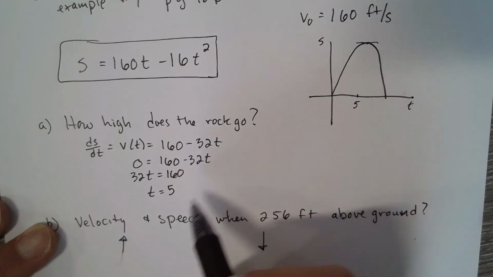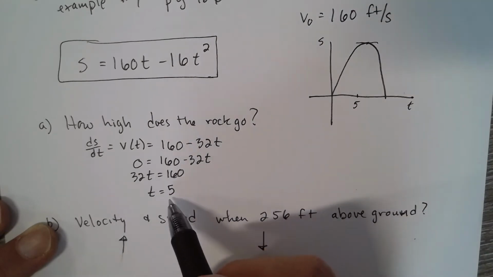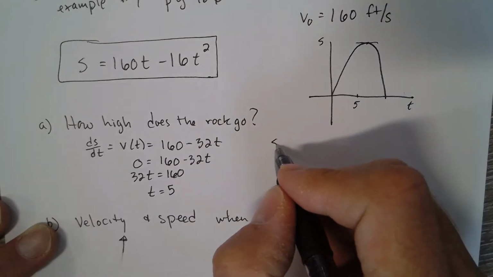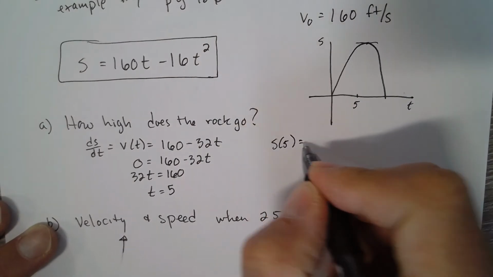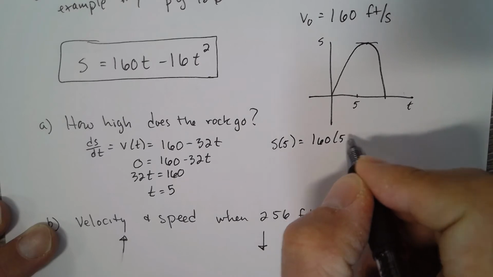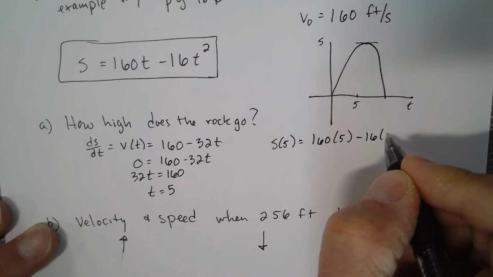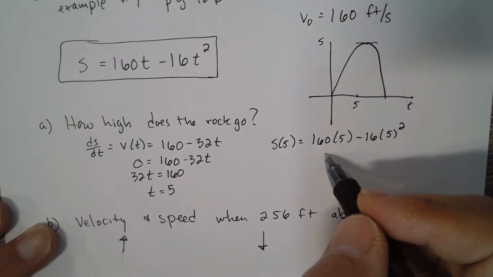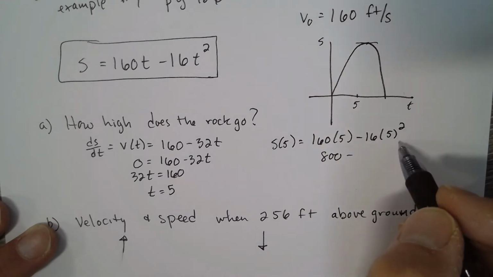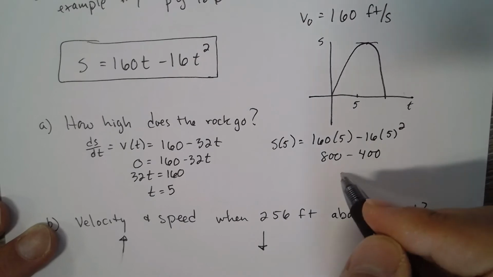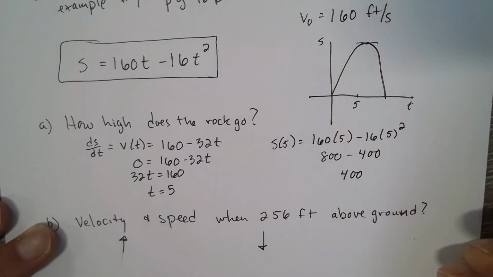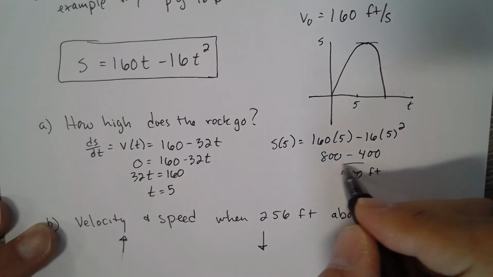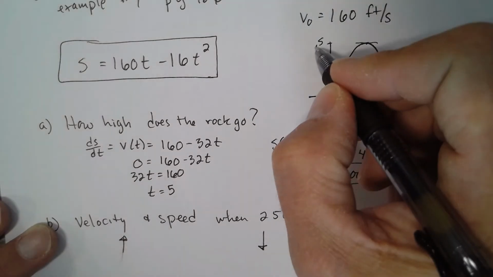How high does it go? Well, now we can just find the position at 5. So S of 5 equals 160 times 5 minus 16 times 5 squared. 800 minus 400 gives you 400. So how high does it go? It goes 400 feet. This is 400 right there.